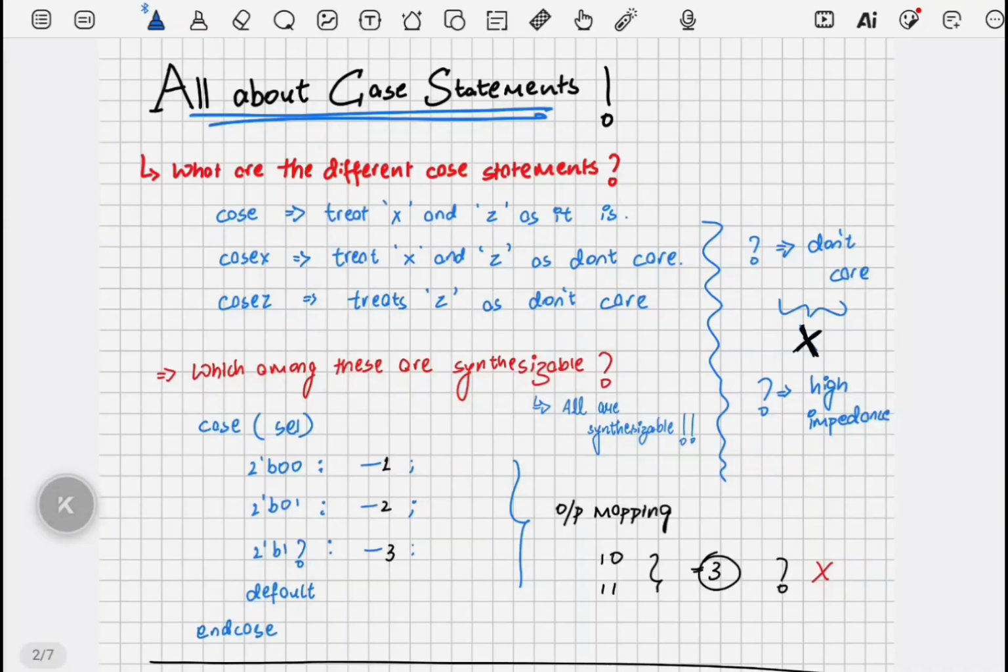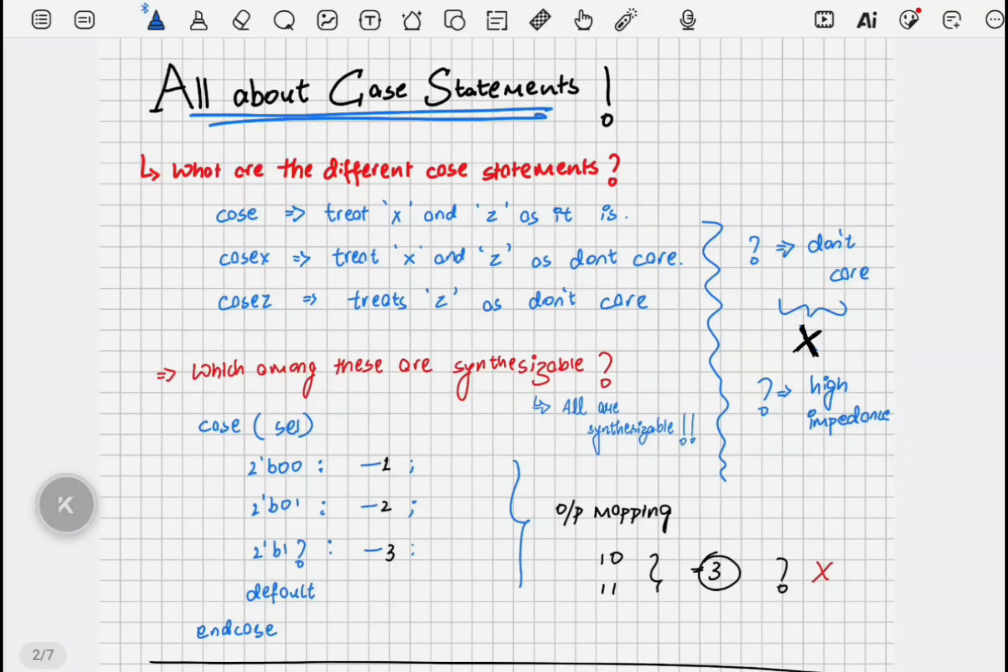So, basically, if I ask the most simple question, what are the different case statements available for us in RTL design? Most of you will say case, casex, and casez statements, and you're right. A simple basic description of them: the case statement will treat x and z as they are. Casex will treat both x and z as don't care values, and casez will treat z as a don't care value. So what is this don't care value? We'll be talking about that later. But most of you will basically know this top level idea.